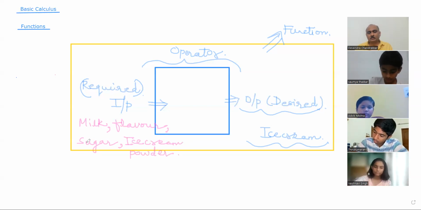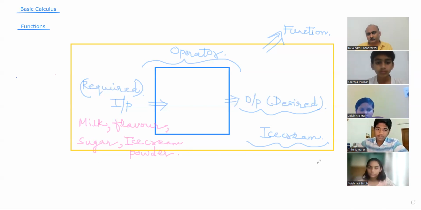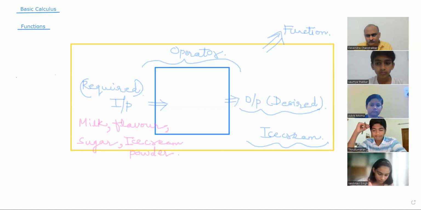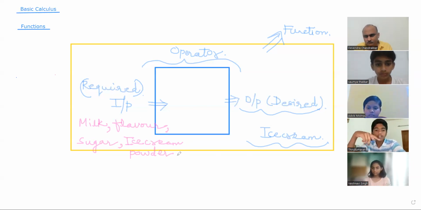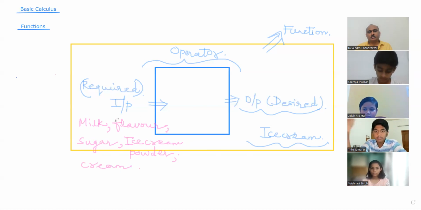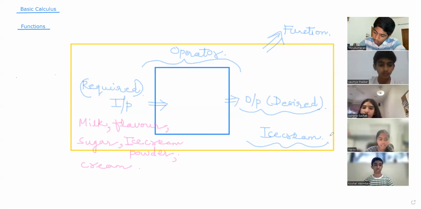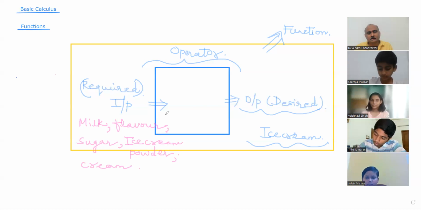Very good. Thirukumaran, anything else which is required? You also have made an ice cream, right? Yes, sir. For ice cream, you need cream in the ingredients. So then only you can make ice cream. Okay, so cream also. So we have milk, flavor, sugar, ice cream powder, cream. All this is needed, okay? Yes or no? All of you? Harini? Yes sir. These are the required input. This is the desired output.